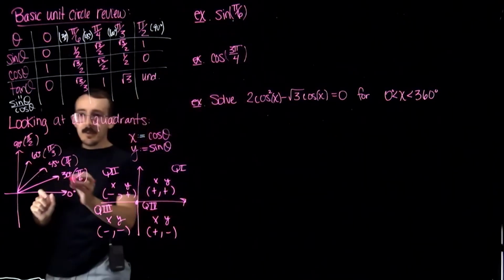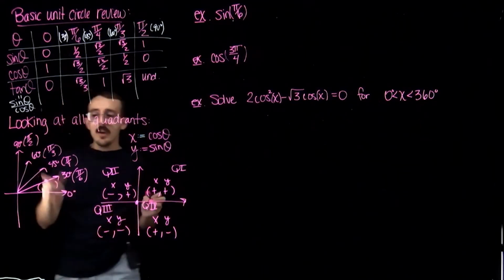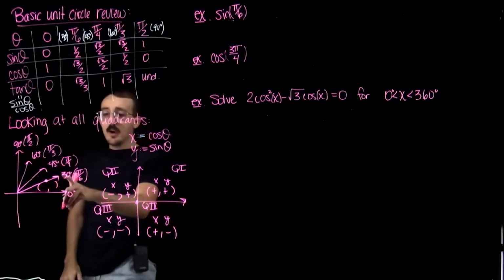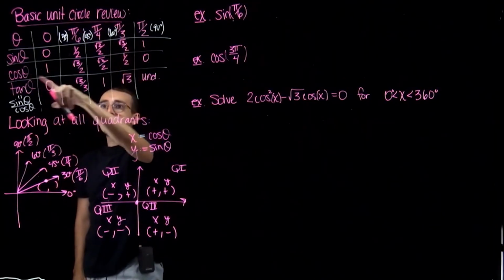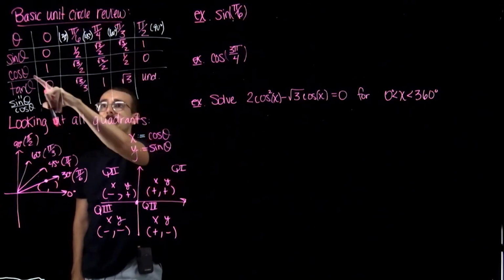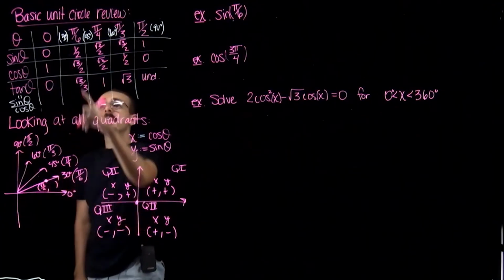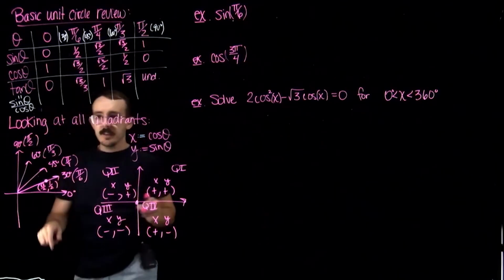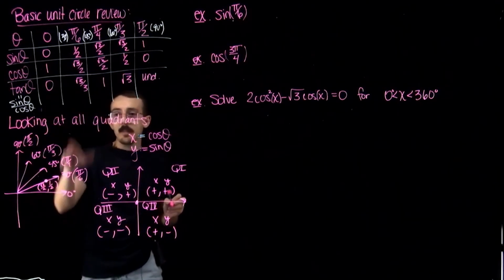So here we have 30 degrees. What I'm looking for here is the point on the unit circle at 30 degrees. To do this, what I would need to do is go to the 30-degree column here. And the cosine is the x-coordinate. So cosine is root 3 over 2. And then sine is the y-coordinate, which is 1/2. So the specific point on the unit circle at 30 degrees is root 3 over 2, 1/2.